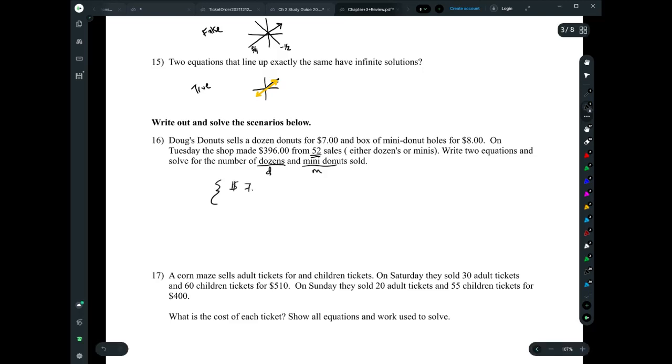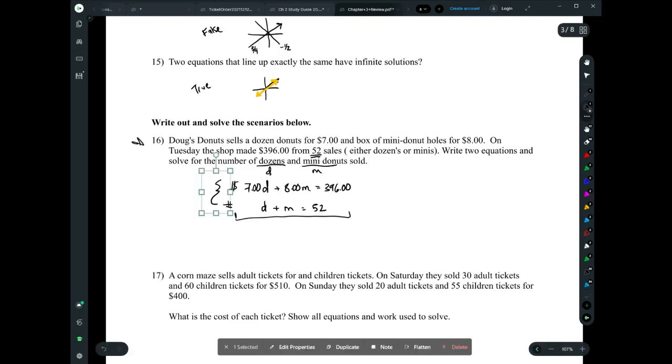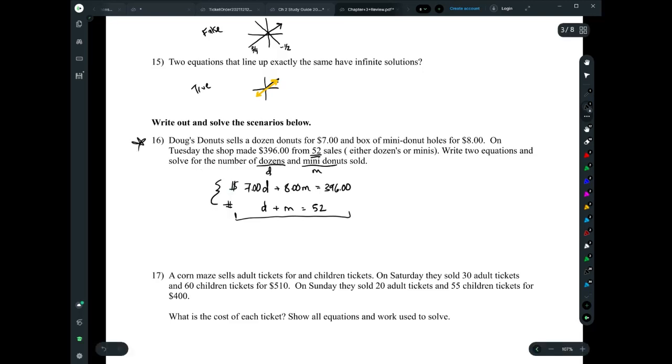So $7 per dozen plus $8 per mini, and that's going to equal $3.96. The second equation is just the number of things. So we sold so many dozens plus so many minis, and in total that's going to be 52. So those two equations are all you need to set up and solve. The answer should be online if you check the answer key, but that's the general setup.